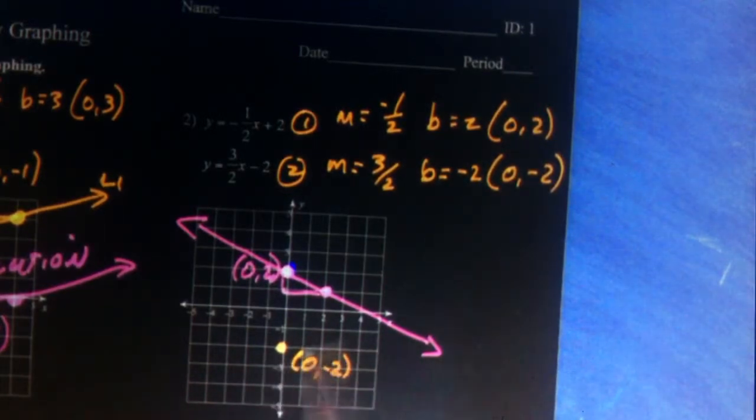Moving right along. We've got this (0, 2) there, and now we go up 3: 1, 2, 3, and then over 2. We go there.